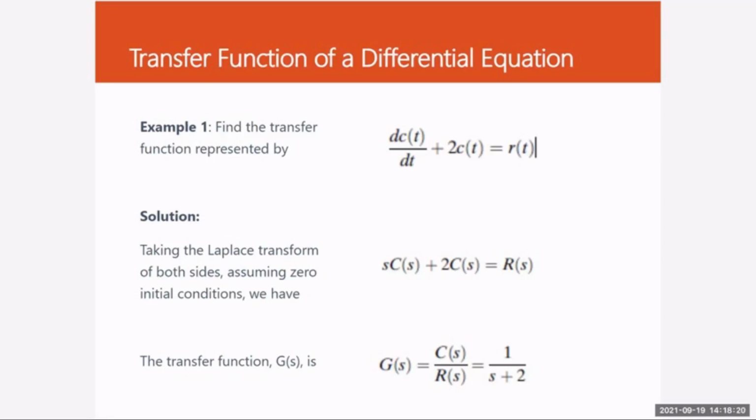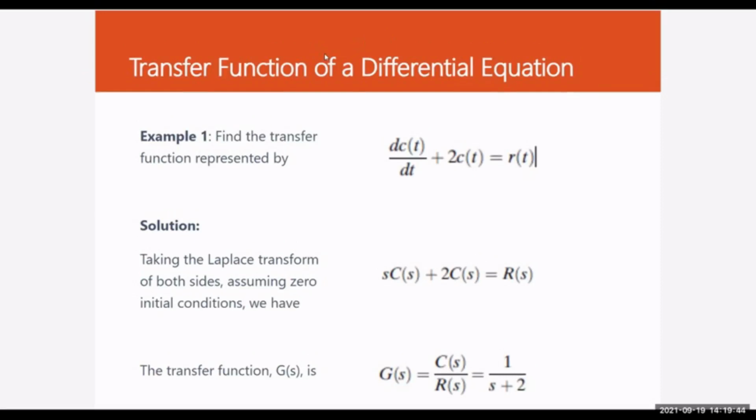Please do make sure that when you are at the step s C of s plus 2 C of s equals R of s, what you will do is transpose. The final equation there would be C of s equals R of s. So for C of s over R of s, you factor out C of s, then since you have factored it out, you divide both sides by the other part. So you will have s plus 2, right? Since you now have s plus 2 here, let me show you.